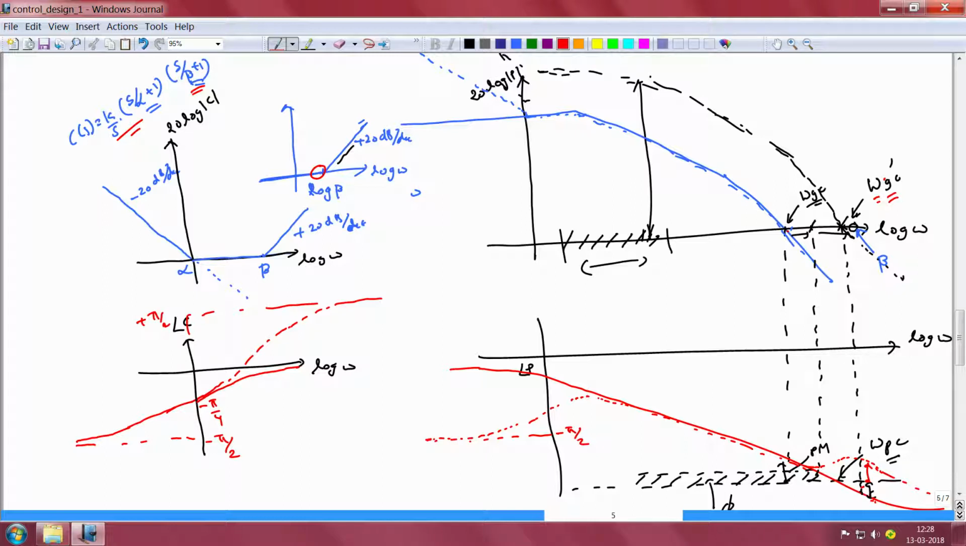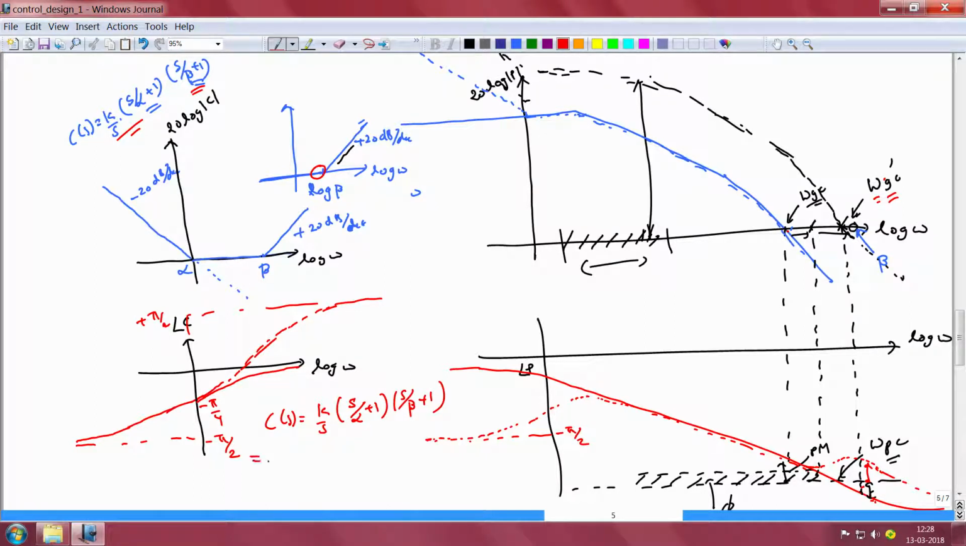So this solid curve here represents the phase characteristics of a PI controller. The dotted curve here represents the phase characteristics of the new controller, which includes this 0. So the new controller has the structure C(s) equal to k by s times (s by alpha plus 1) times (s by beta plus 1).